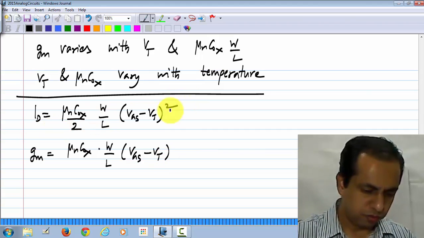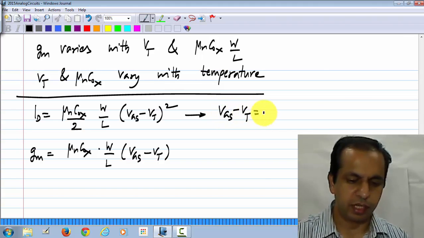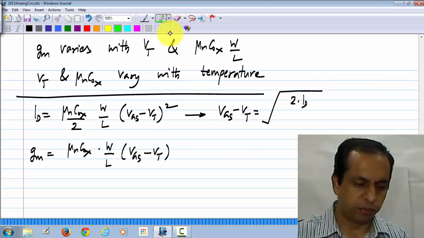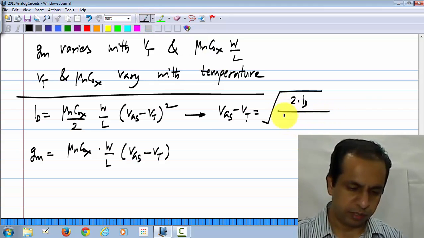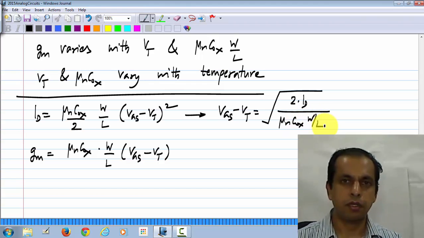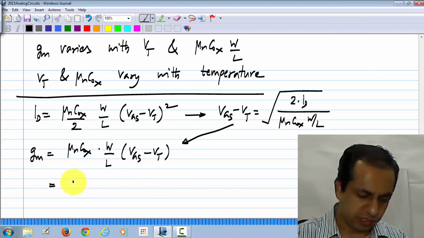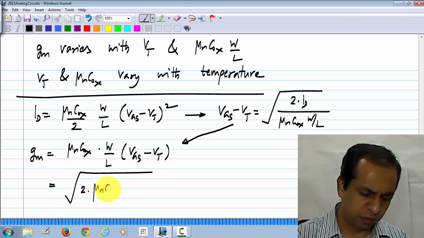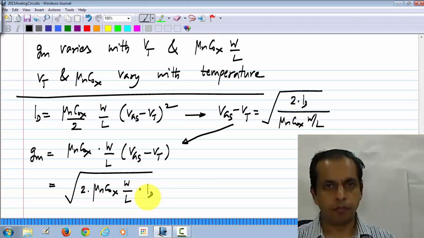Now from this we can write VGS minus VT as the square root of 2 times ID, all I am doing is solving for VGS minus VT here, divided by mu n Cox W by L. And if I substitute that in there, I will get another expression for GM, which is the square root of 2 times mu n Cox W by L times ID.